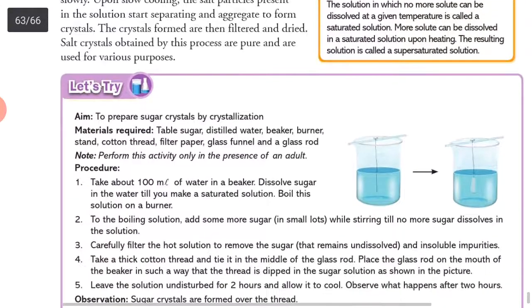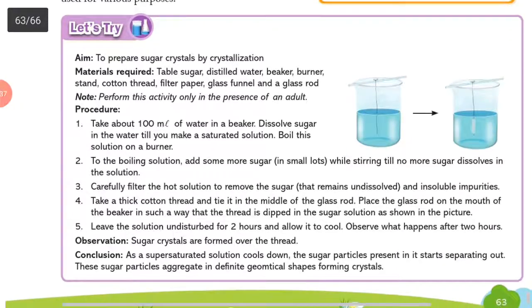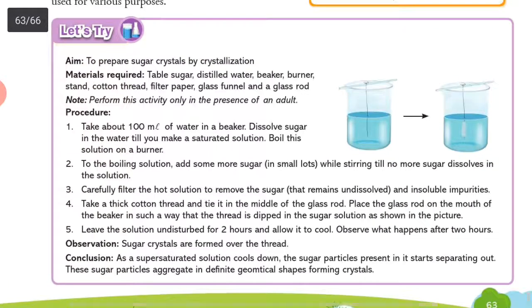You can see the process of crystallization in this activity. It is also shown over there. So go through this activity, dear students. Prepare sugar crystals by crystallization. Table sugar, distilled water, beaker, burner, stand, cotton thread, filter paper, glass funnel, and glass rod are the necessary requirements for the activity. Perform the activity only in the presence of an adult.